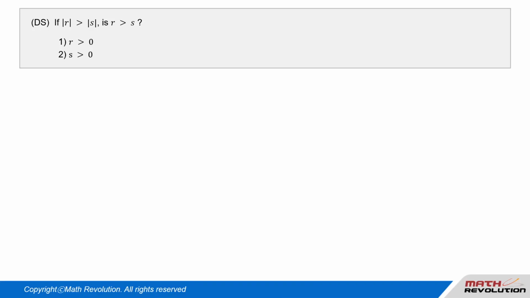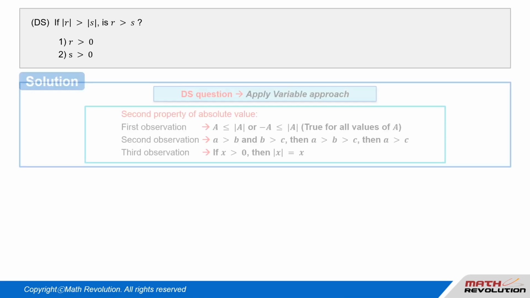Question: DS. If absolute value of R is greater than absolute value of S, is R greater than S? Condition 1. R is greater than 0. Condition 2. S is greater than 0.